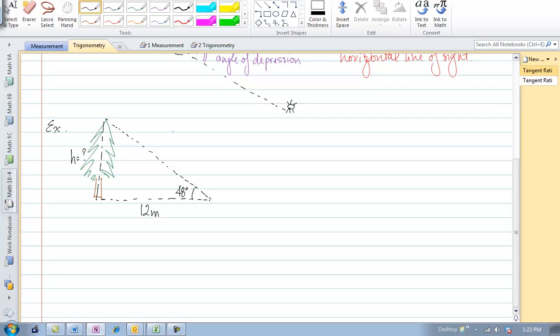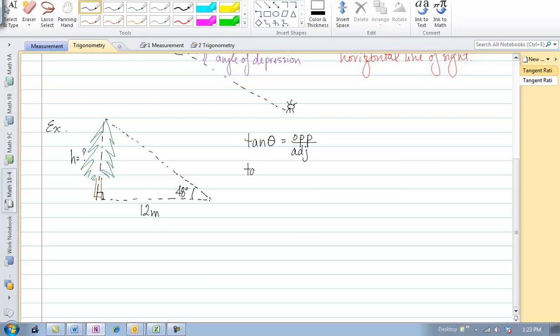So we can see that we have the height, which is opposite the 48 degree angle, and the distance along the ground, that is 12 meters. Obviously, we're also making a few assumptions here. We're assuming that the tree is standing at 90 degrees to the ground, and that the ground is horizontal for that 12 meters where we are standing. So let's take a look at our ratio then. We know that tangent of theta, we can start with our formula, is equal to the length of the opposite over the length of the adjacent.